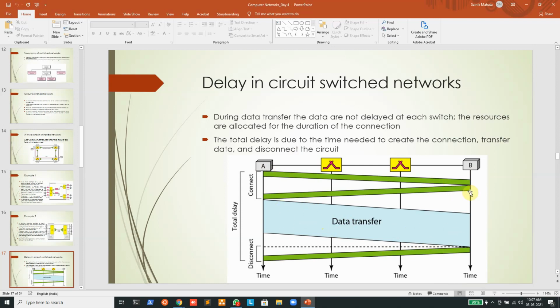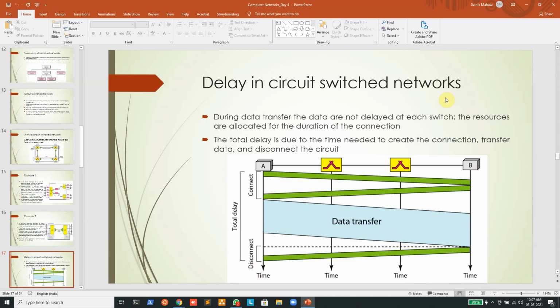After the physical connection has been set up, there will be no delay in data transfer. After data transfer is complete between A and B, B will send an acknowledgement that it has received the data, and after this acknowledgement from B is received by A, the connection will be disconnected, which means this will be the teardown phase.